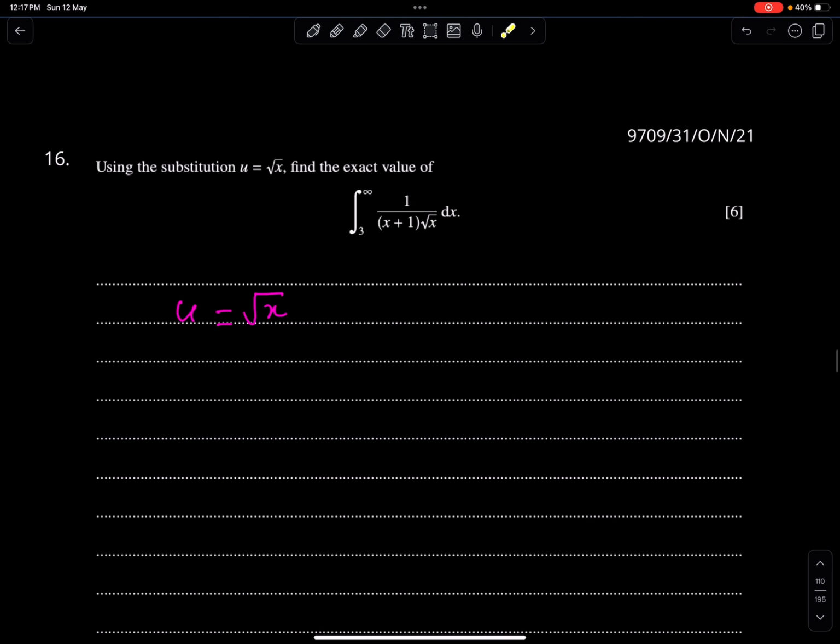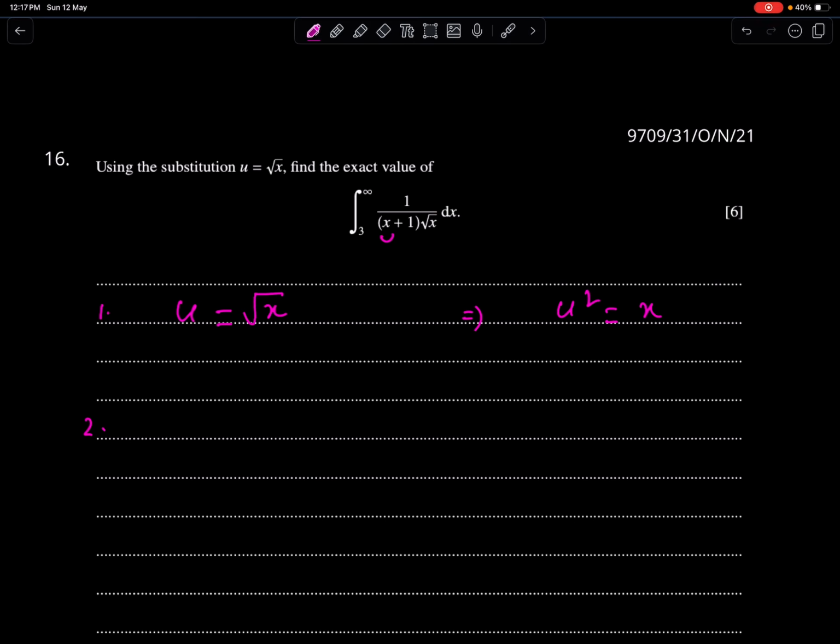This question is from November 21, paper 3-1. Using the substitution, find the exact value of the integral. So number one, we have to substitute the function. We have u, which is already given and always given. We need x as well. So by squaring on both sides, we have x is equal to u square.